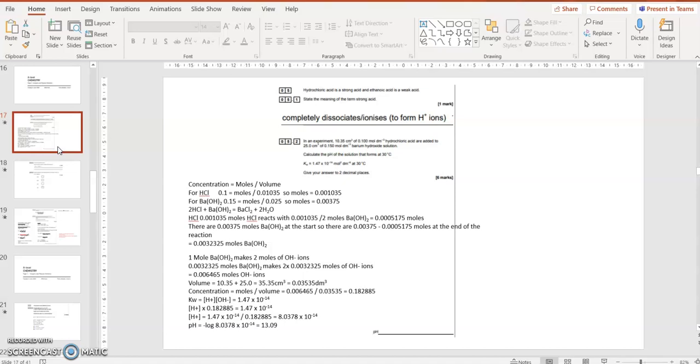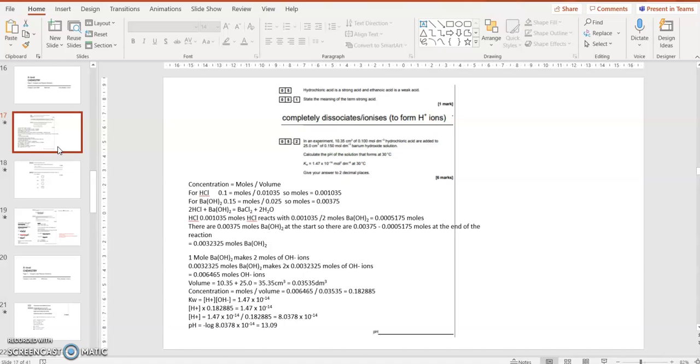Experiment. I've got 10 centimetre cubed of 0.1 mole per decimetre cubed hydrochloric acid. Straight off to get a mark. Concentration, volume, turn volume into decimetre cubed, work out the number of moles of hydrochloric acid, 0.001035. Similarly, I've got barium hydroxide, with a concentration and a volume. Get the volume into decimetre cubed, and work out the number of moles of barium hydroxide, 0.00375.